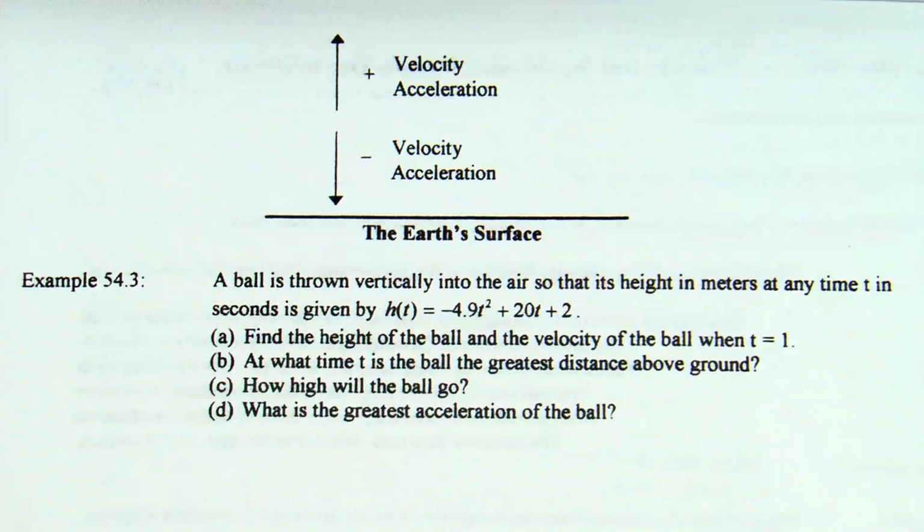Okay, you got a basic little picture there. Earth's surface here, yes. When you're going up and away from Earth's surface, velocity and acceleration are both going to be positive. When you're going back down towards Earth's surface, velocity and acceleration are both going to be negative.